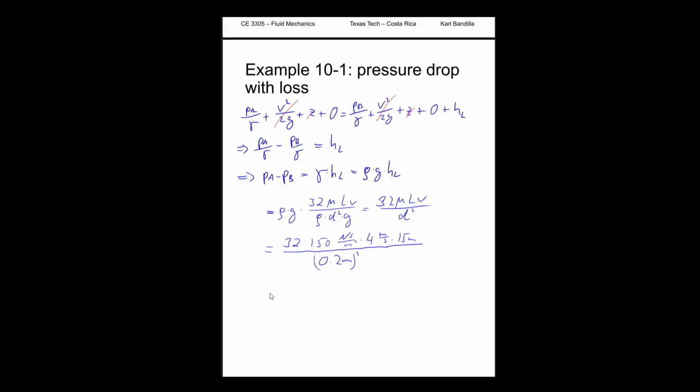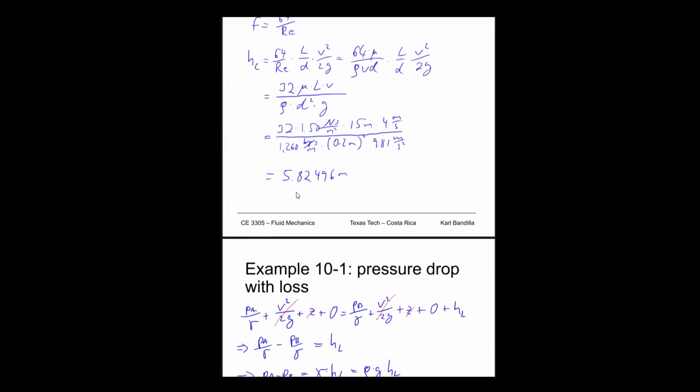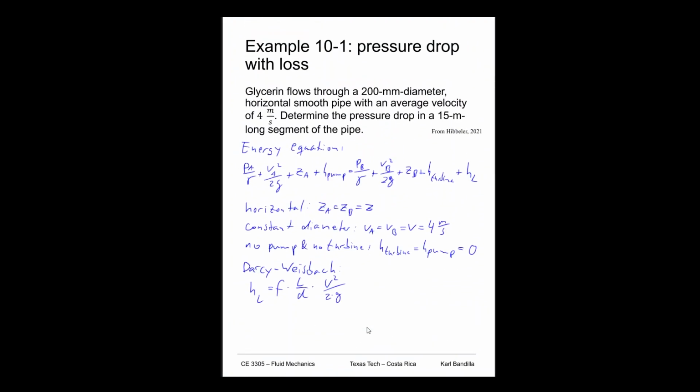All right, so if we plug that in, we get 72,000 Pascal. So 72.0 kilopascal is our pressure drop. Right, so we said we had a pipe that has glycerine flowing through it, and using the energy equation and the Darcy-Weisbach equation, we figured out what the pressure drop is.